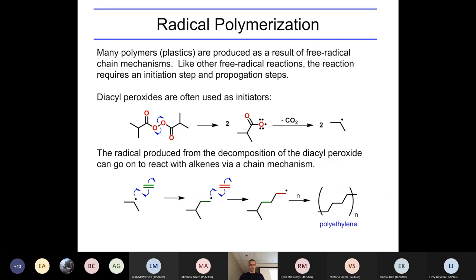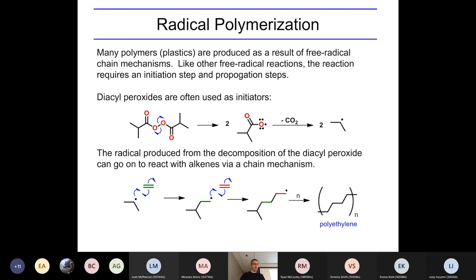Two more quick ones. These are reactions that are more FYI and are not ones that I'm going to test you on. But they're very important, one from an industrial standpoint, the other from a health standpoint. First one is radical polymerization. Radical polymerization is done, I think I mentioned last time, if you have a filling. But most plastics, or many plastics, are made through the same process.